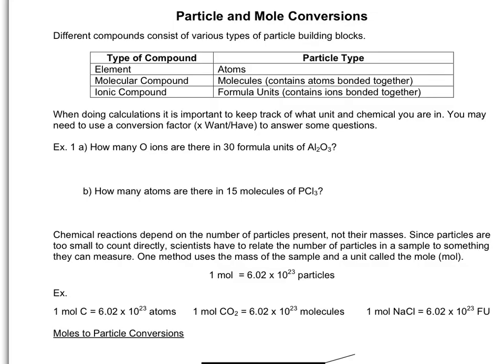Different compounds consist of various types of particle building blocks. If you're working with an element, its particle type is known as an atom. A sample of a molecular compound contains molecules, which are made up of atoms bonded together. The particle type of an ionic compound is known as a formula unit. It contains ions that are bonded together.